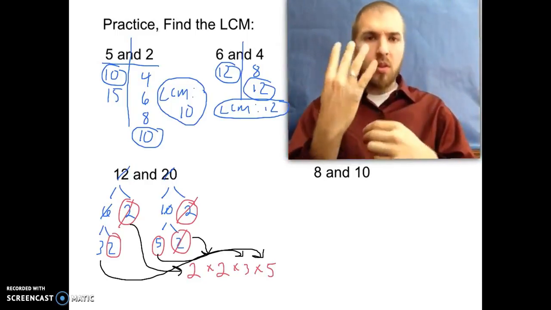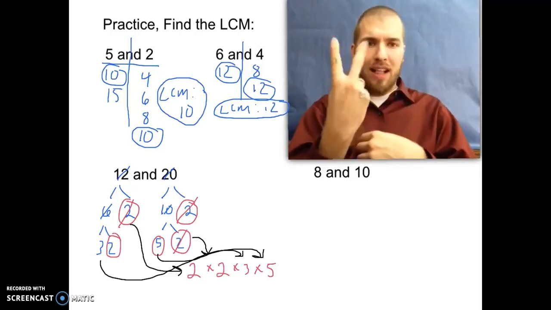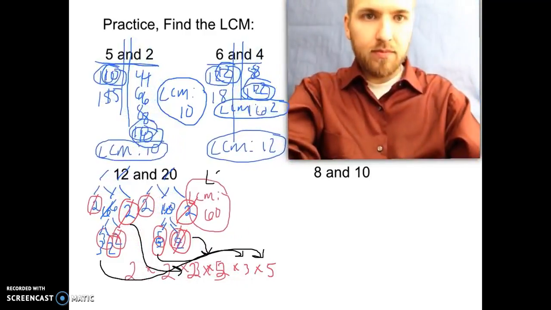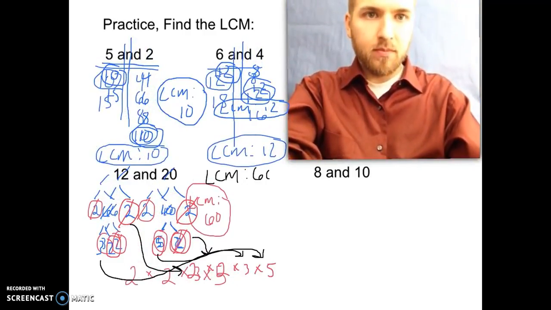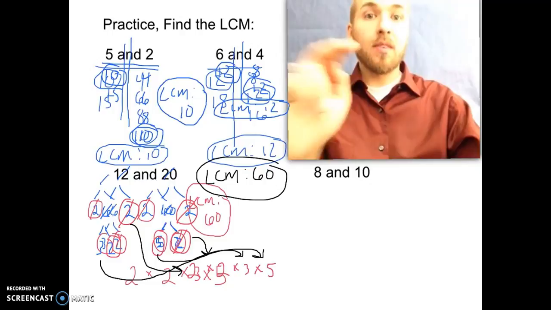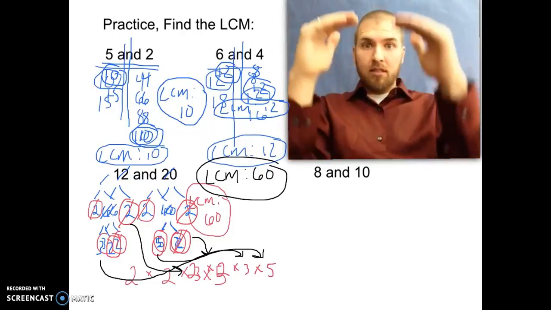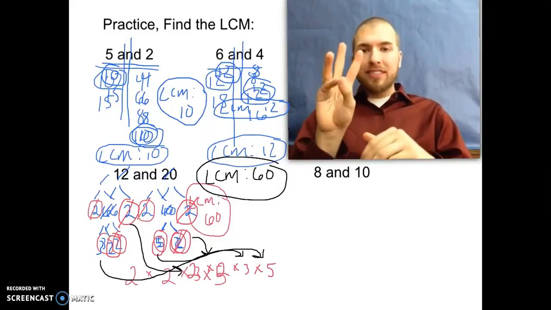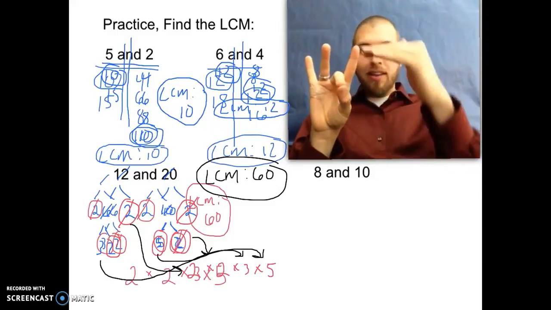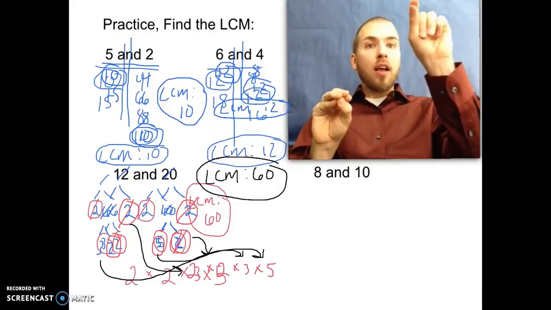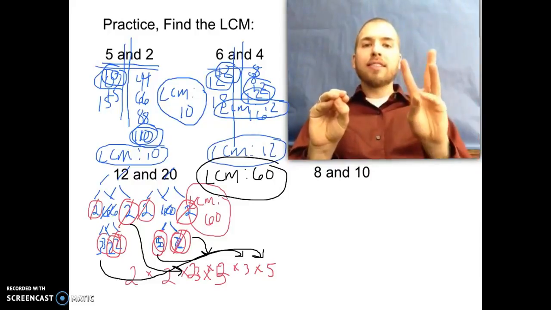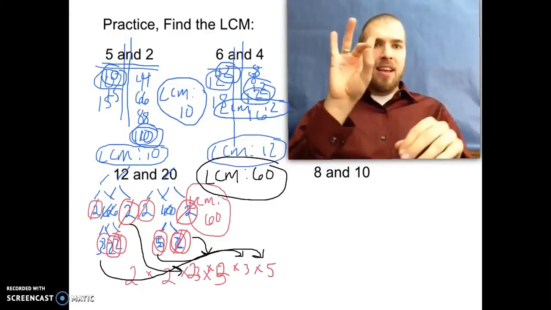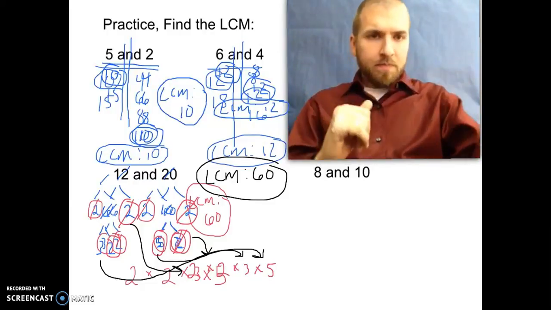So 2 times 2 is 4. 4 times 3 is 12. And 12 times 5 is 60. Whoa! My computer just messed up, but it's okay. So the LCM of 12 and 20 is 60. Instead of having to write out each one of those multiples until we found that 60 was the least common multiple, we can just use this factoring method.